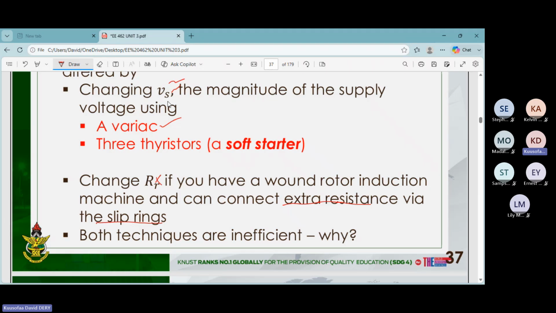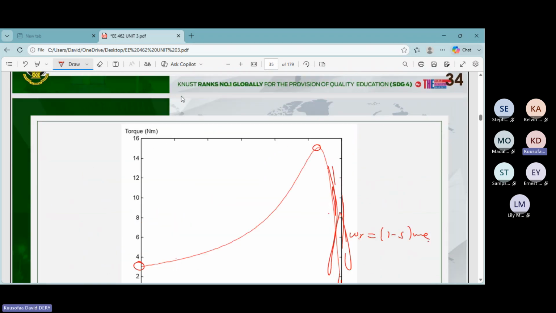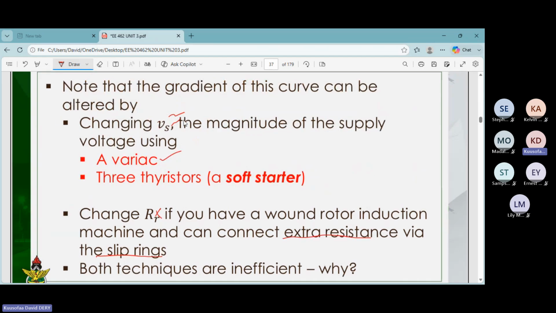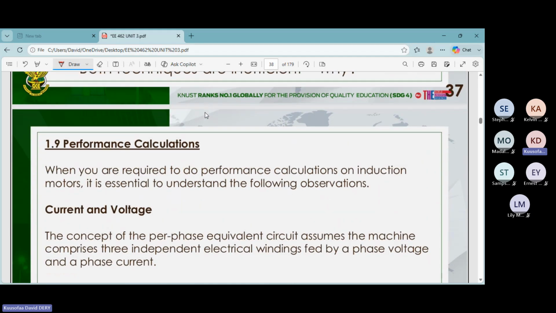And also, changing Vs is going to affect the flux too. So when you change Vs, it's going to also affect the flux that is in the circuit. So realize that changing the Vs or changing the resistance will not be the best option to vary the torque, right? So that means we need to look for better ways of doing it.